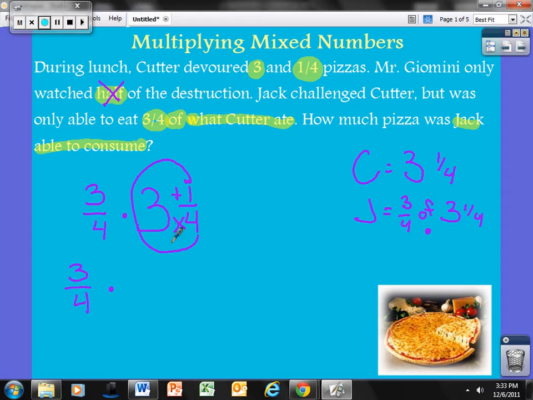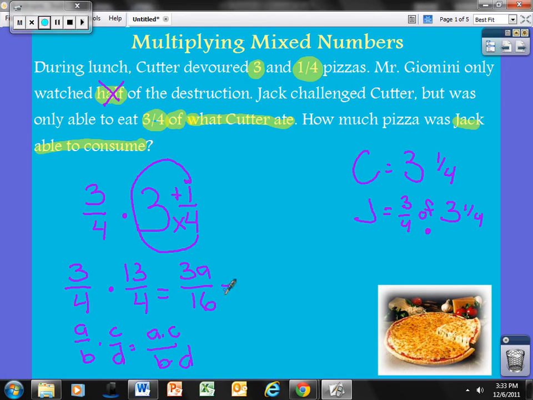4 times 3 is 12. 12 plus 1 is 13. So we have 13/4. I now use my multiplication algorithm. A over B times C over D is equal to A times C over B times D. Numerator times numerator. 3 times 13 is 39. 4 times 4 is 16. I have an improper fraction.